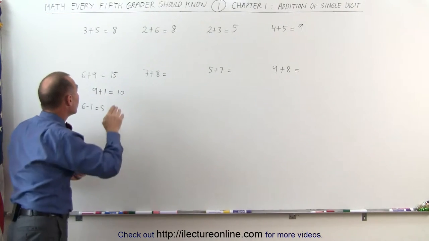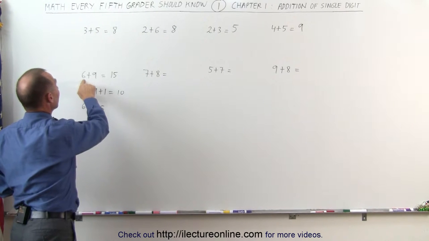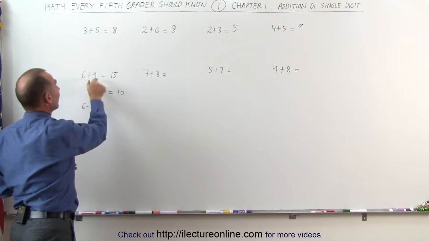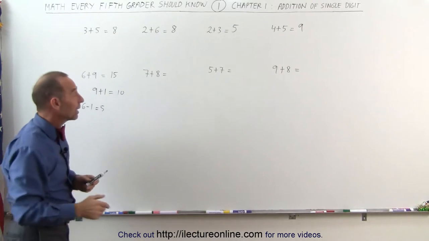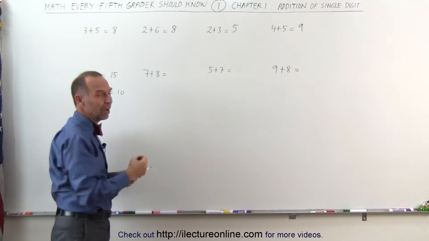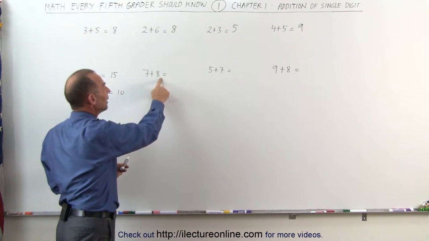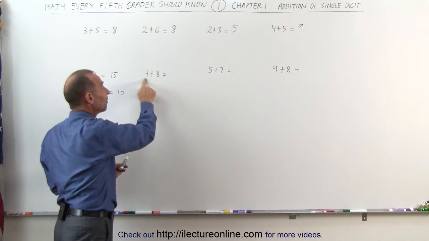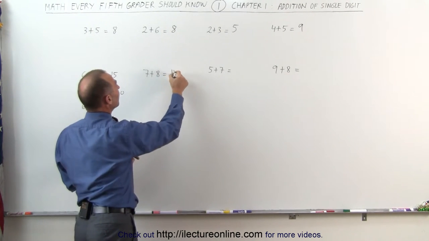In our brains, what we do is we say, okay, we need one more to make 10. I'll take it away from 6. Take one away from 6, that becomes 5. This becomes 10. 10 plus 5 is 15. When we take a look at the second one, we do the same thing. We take the largest number and say, how many more do I need to make it to 10? I need 2 more to go from 8 to 10. If I take 2 away from 7, 7 minus 2 is 5. 5 plus 10 gives me 15.